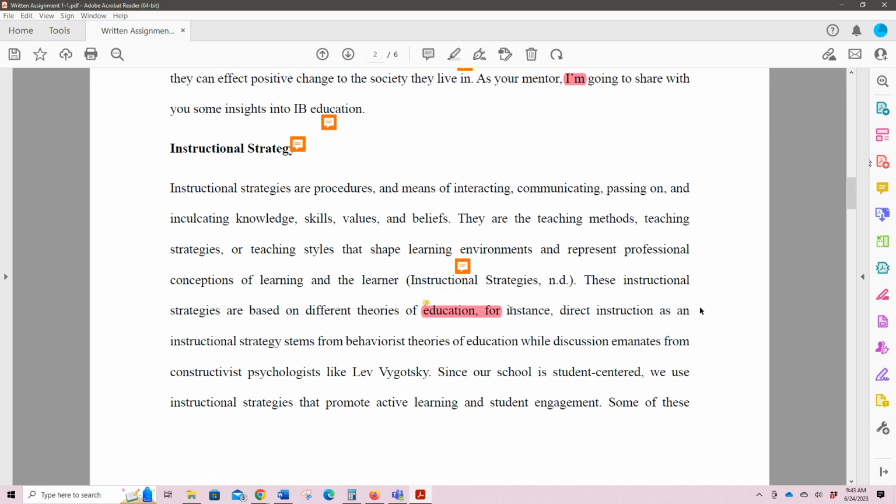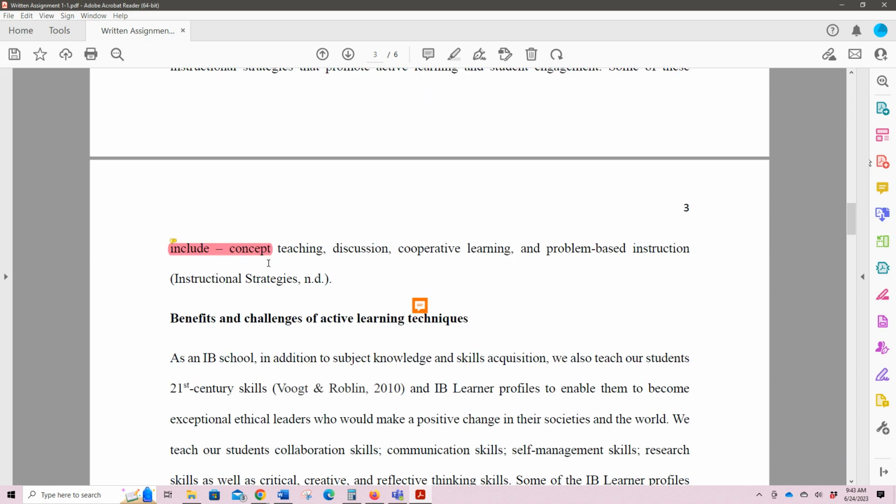Okay. Here, this person needs a semicolon. So they have two sentences on either side of a conjunction. So here the conjunction is "for instance." And so "these instructional strategies" is a sentence, and then "direct instruction" is a sentence. But because they have a comma after "for instance," this comma should be a semicolon. Okay. All right. So here we go.